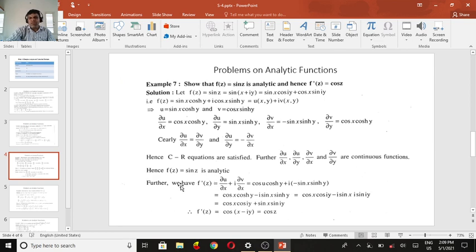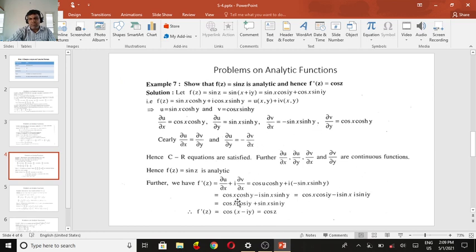Next, the derivative is to be expressed in terms of the partial derivatives. By applying the derivative definition, which we already know from the previous slide, f dash z equals del u by del x plus i del v by del x. So what is del u by del x? Del u by del x is cos x cosh y, plus i times del v by del x, which is minus sin x sinh y.